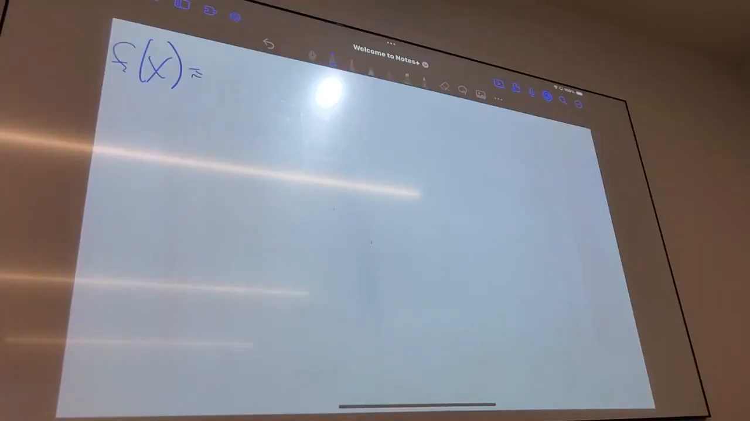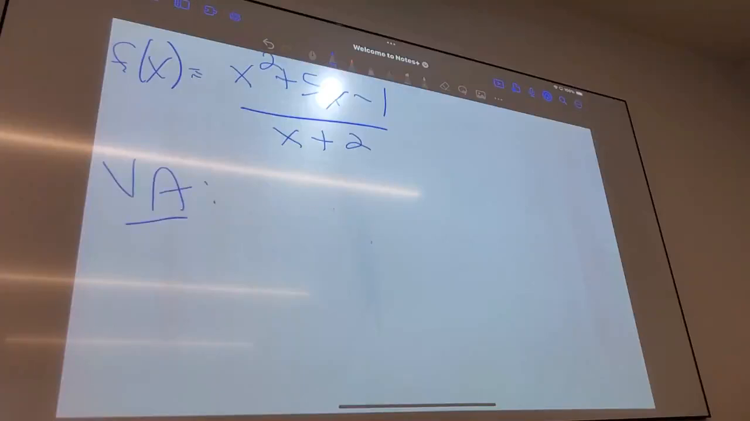All right, so here, let's try this one. x squared plus 5x minus 1 over x plus 2. Let me first say this. Well, does the top factor? No. So what is the vertical asymptote? x equals -2, yes? Okay.